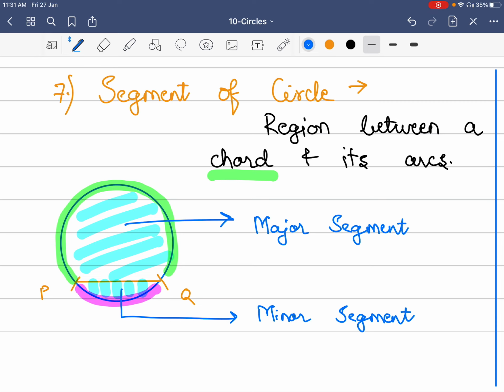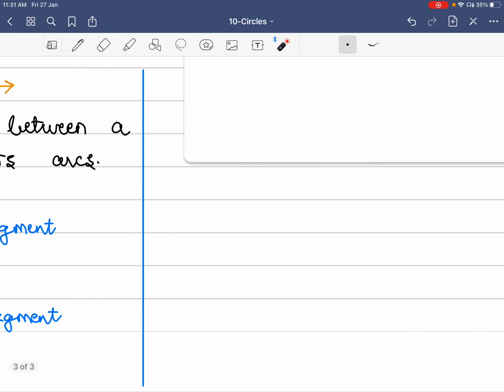So once again, quickly to revise, this is the chord, and a chord divides a circle into major arc and minor arc. The area between the major arc and this chord is called a major segment, and the area between the chord and this minor arc is called a minor segment. Again, quite a simple and very trivial definition, so nothing much to think or analyze over it.